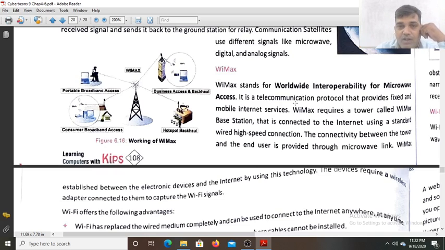WiMAX requires a tower called the WiMAX base station. So as you see the towers in the city, that is called the WiMAX base station. That is connected to the internet using a standard wired high-speed connection. And the connectivity between the tower and the end user is provided through the microwave link. As you can see, all the appliances, the computers, are also connected with this tower, with the internet, with the help of the microwave signals. The microwave signals are transmitted from this tower, and these signals are received by this computer present in this building.